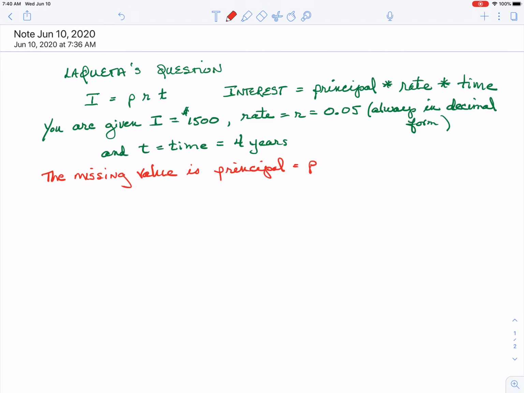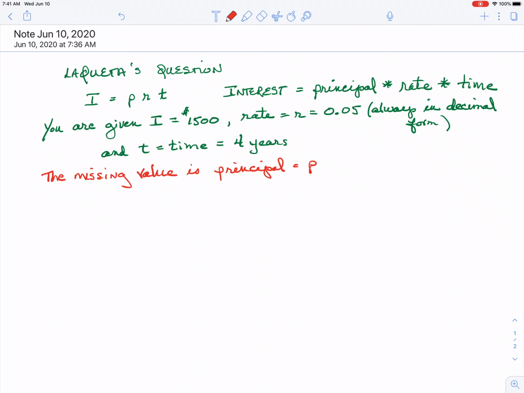Hello, Laqueta. This is the question that you sent me about the simple interest formula, I equals PRT. And of course, the connection between P and R and T is a multiplication connection. So interest equals principal times rate times time.